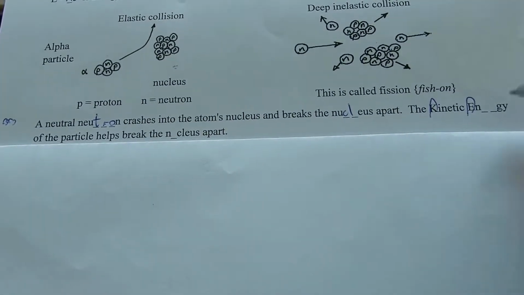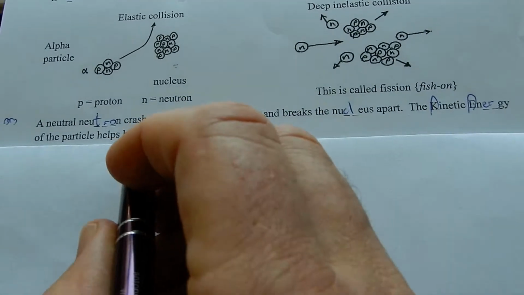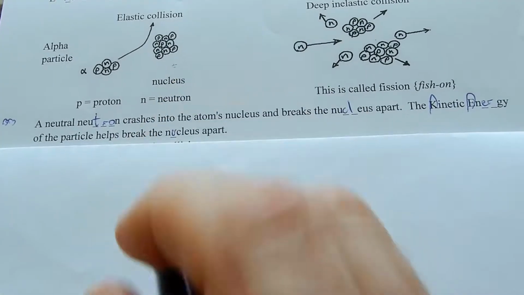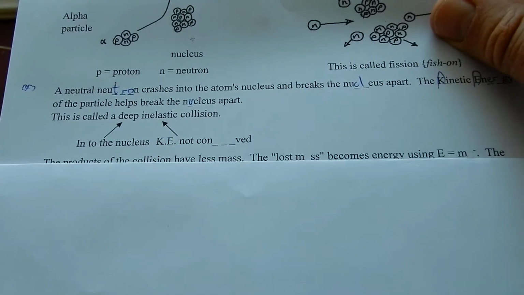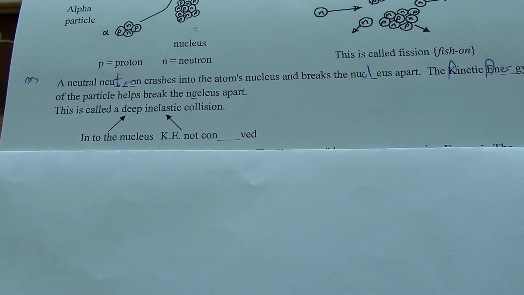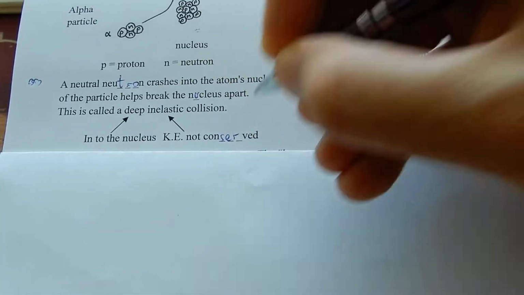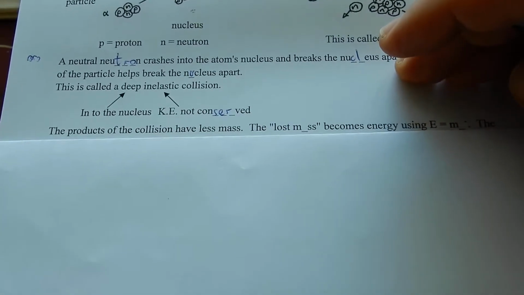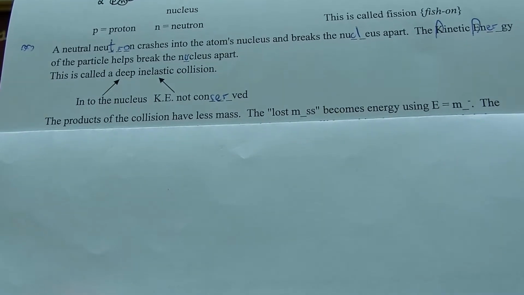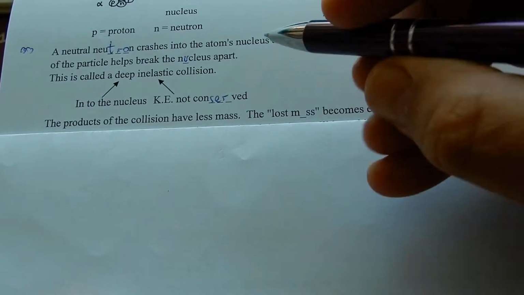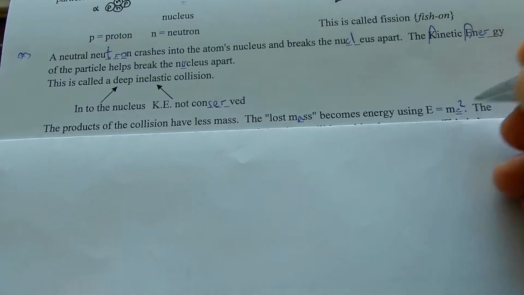The kinetic energy of the particle helps break the nucleus apart. This is called a deep inelastic collision. Deep into the nucleus, inelastic, kinetic energy is not conserved. The products of the collision have less mass, because some of their mass is turned into energy. E equals mc squared. The lost mass becomes energy, equals mc squared.